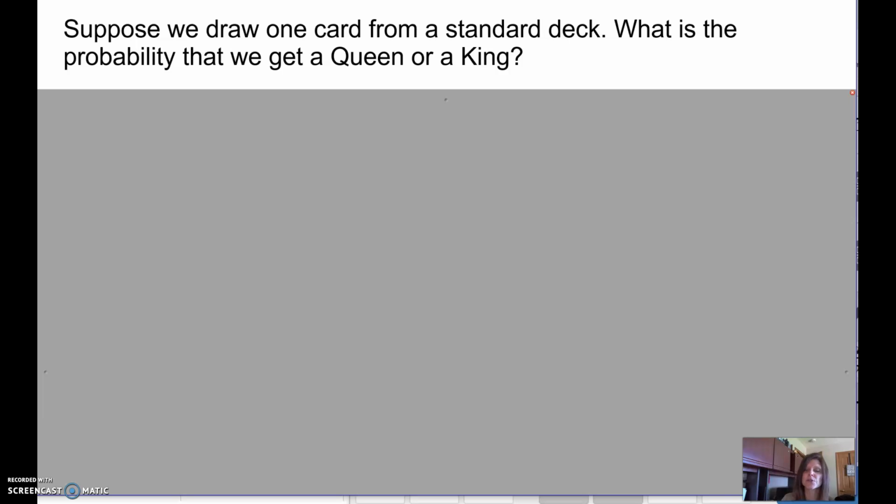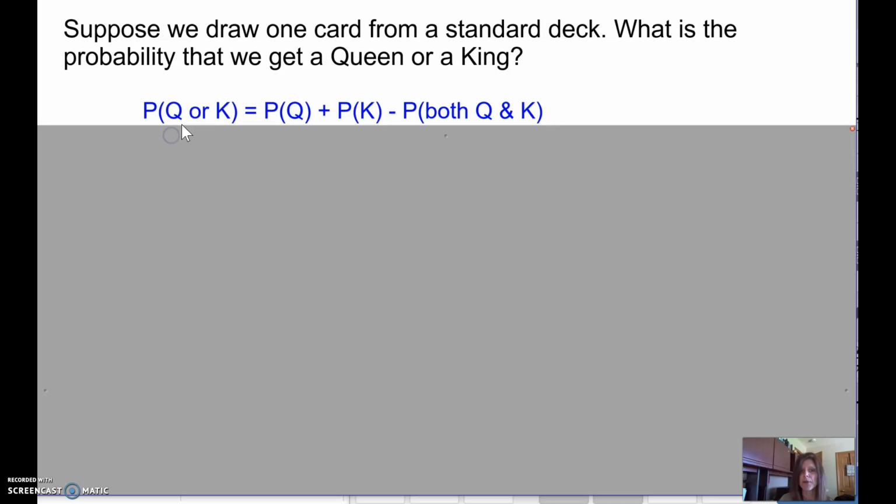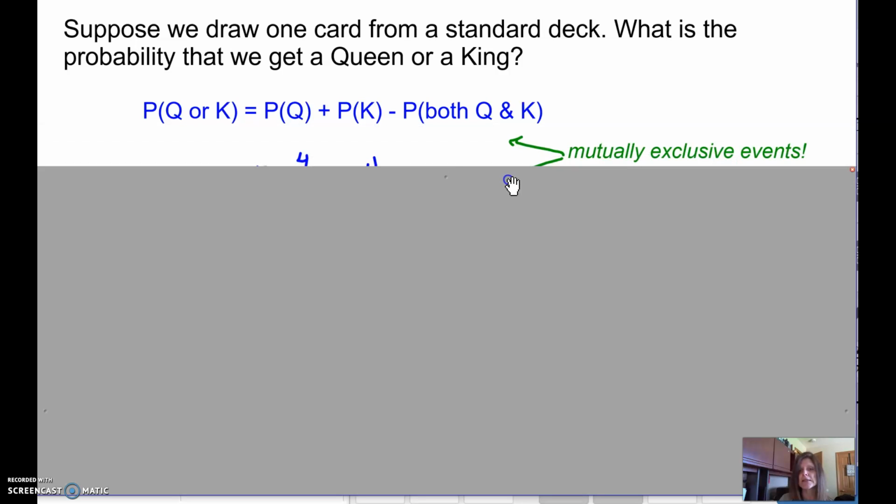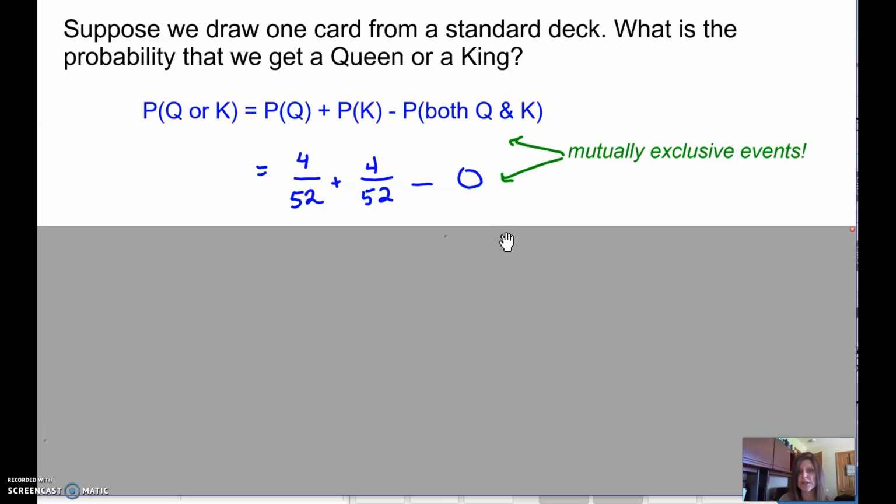The first one says we're going to draw a card from a standard deck. So we're drawing one card. What's the probability we get a queen or a king? Okay, so the formula said the probability of a queen or a king is the probability of a queen plus the probability of a king minus the probability that the card is both a queen and a king. Hopefully that raised some red flags. There are no cards that are both a queen and a king on the same card, so these are mutually exclusive events, and we can just put a big old 0 for that.